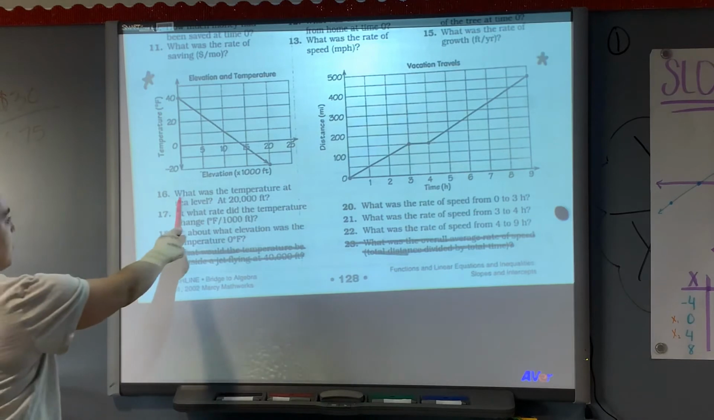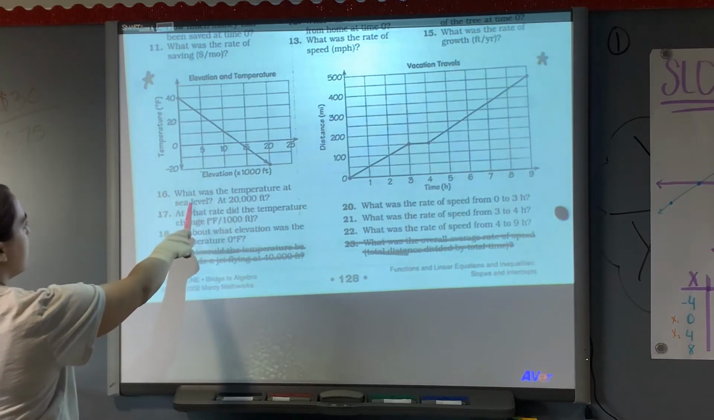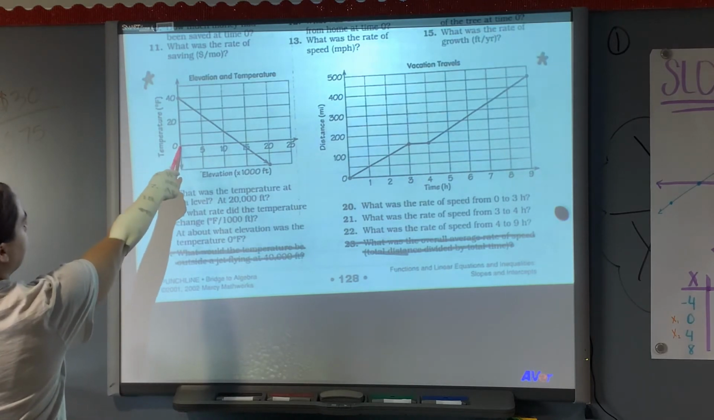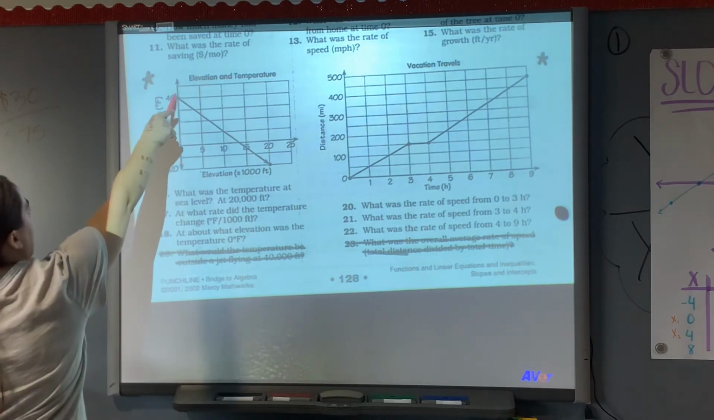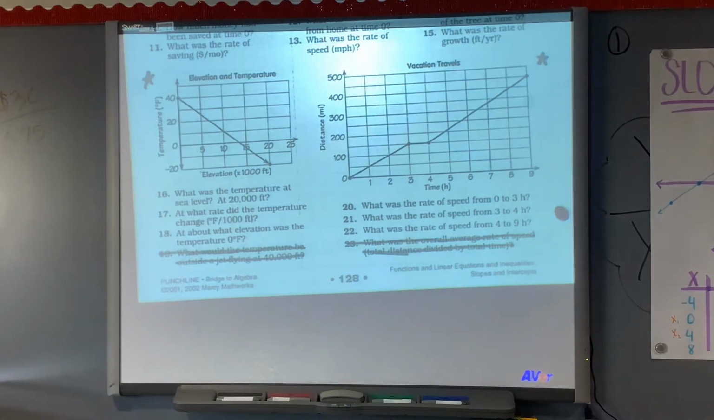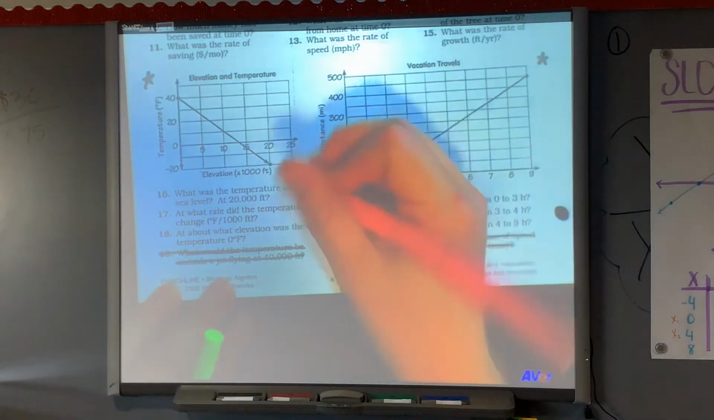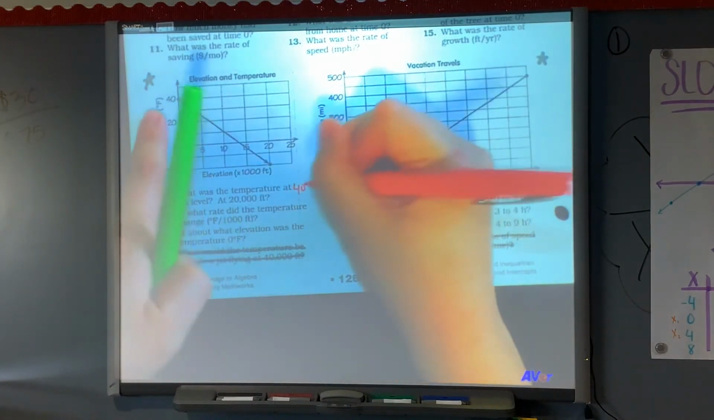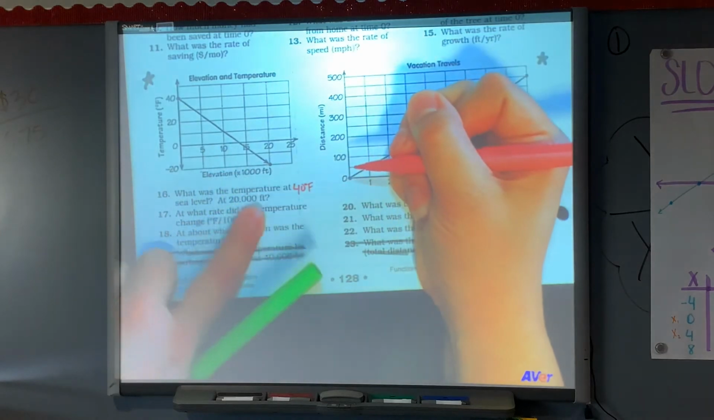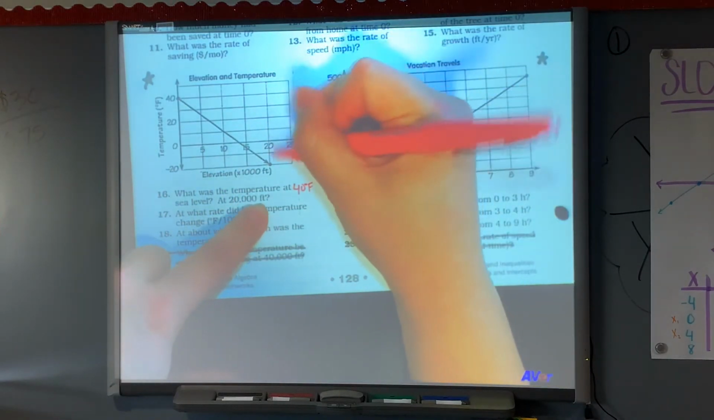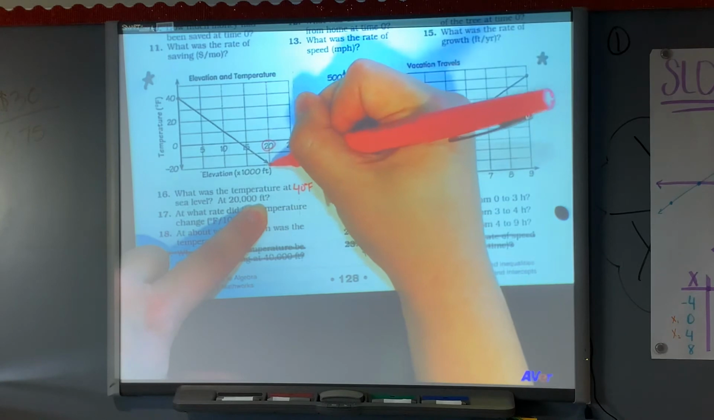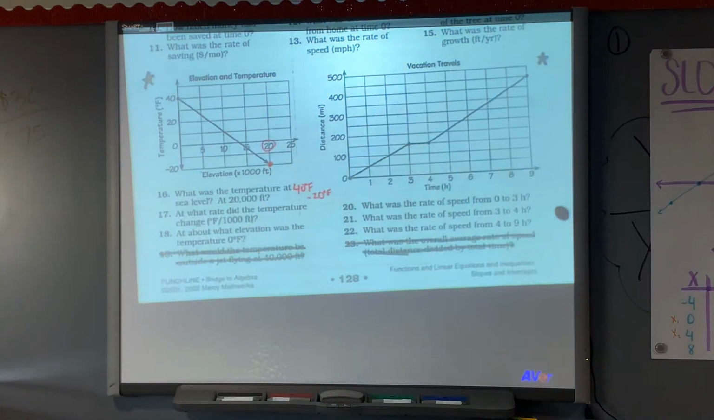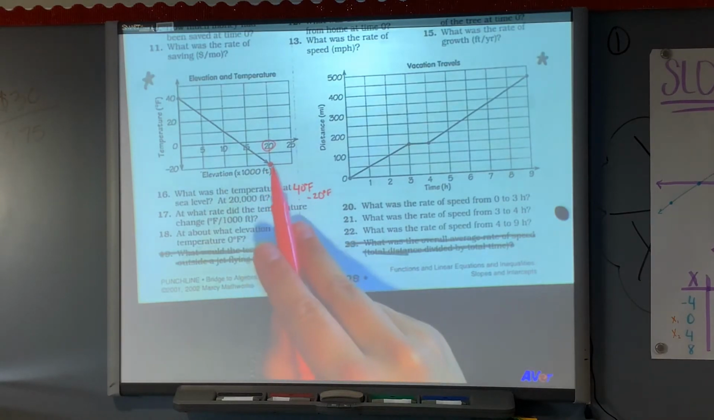So 16 says, what was the temperature at sea level? Sea level means there's no elevation. Elevation would be here. So the temperature would be at 40 degrees. So the first one was 40 degrees, and it is Fahrenheit. And then it says then at 20,000 feet. So you might forget that we were talking about in thousands, but that would be this number here, and our temperature is way down here at negative 20 degrees. So we went really tall into the mountains, and our temperature dropped drastically.